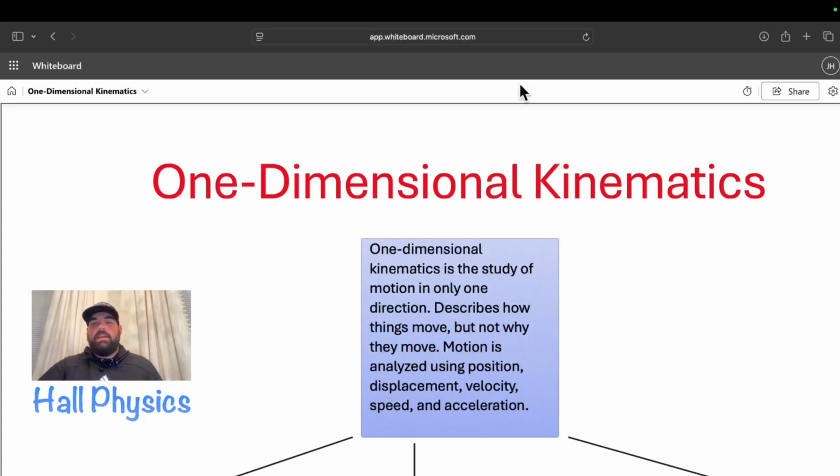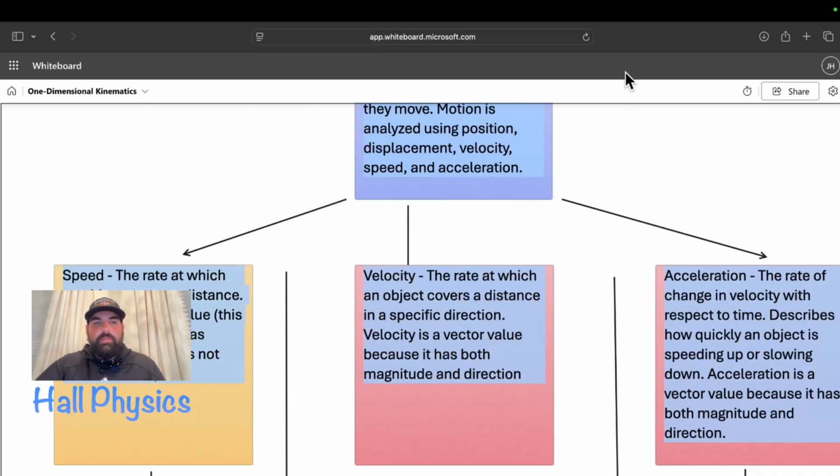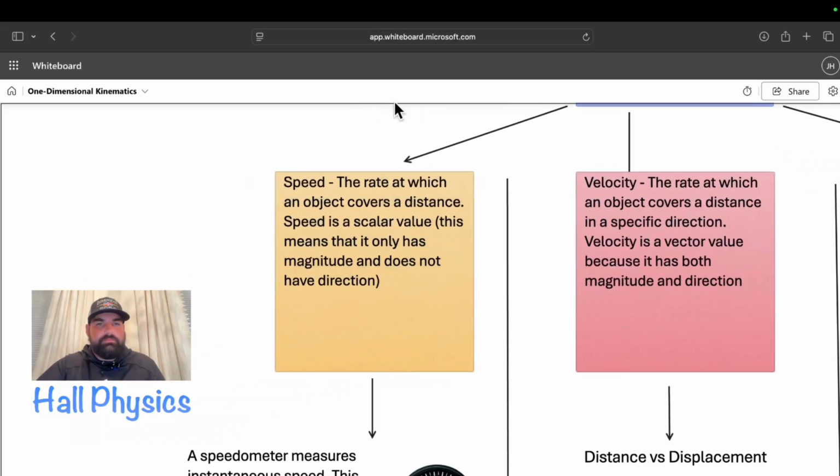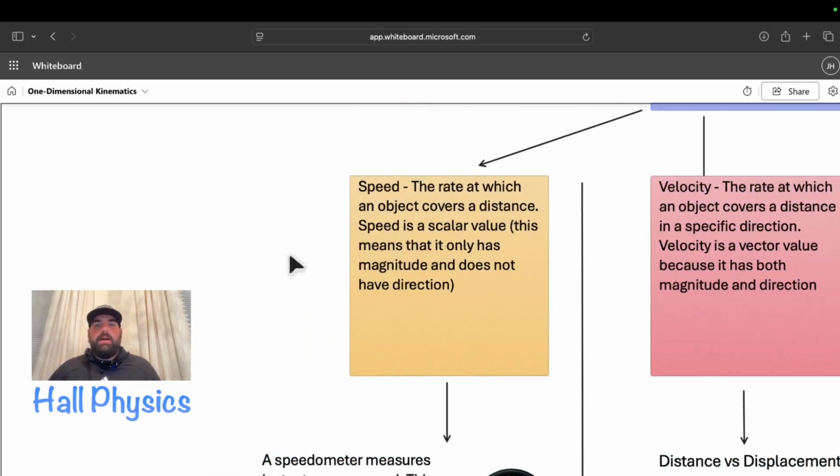Okay. And to kick us off, we got three main subcategories that I want to hit during this video. Okay. The first one being speed. Okay. So speed is the rate at which an object covers a distance. Okay. One good thing to note about speed is that it is a scalar value. Okay. So what scalar means is that the value only has magnitude, does not have direction.